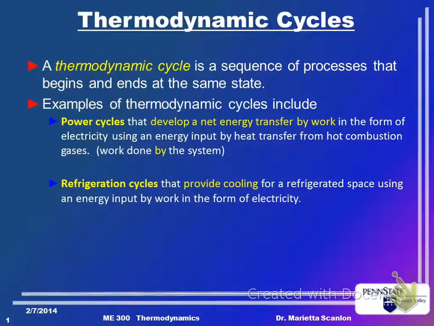The next one is a refrigeration cycle. So the goal of a power cycle is to produce work. The goal of a refrigeration cycle is to cool a space, okay? A power cycle uses heat in. A refrigeration cycle has an energy in by work. So I plug in the refrigerator. I cool the space. That's a refrigeration cycle, okay? We're going to dissect these in detail in a minute.